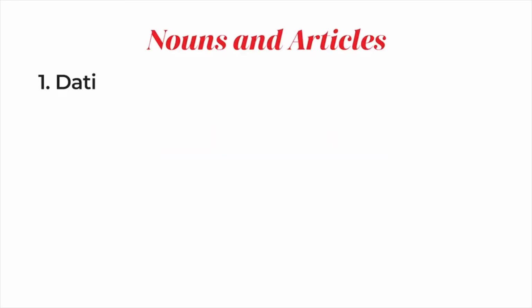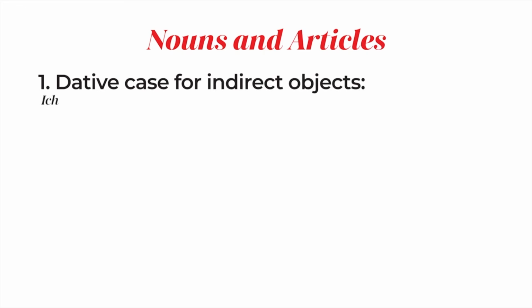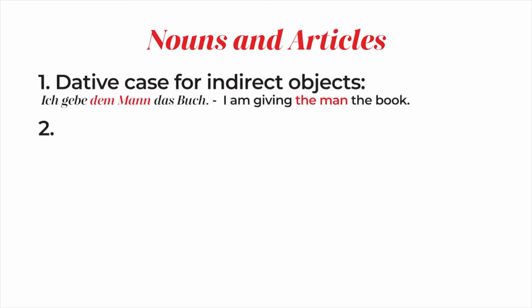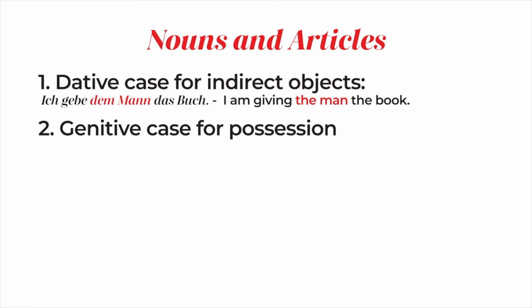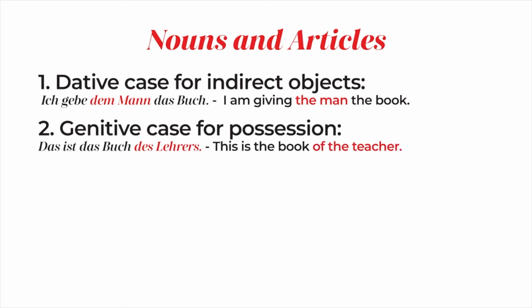See you soon. And now for the necessary grammar. Nouns and articles. Dative case for indirect objects. "Ich gebe dem Mann das Buch." I am giving the man the book. Genitive case for possession. "Das ist das Buch des Lehrers." This is the book of the teacher, or this is the teacher's book.